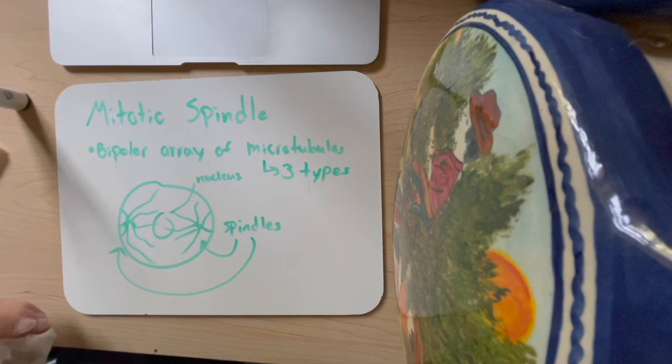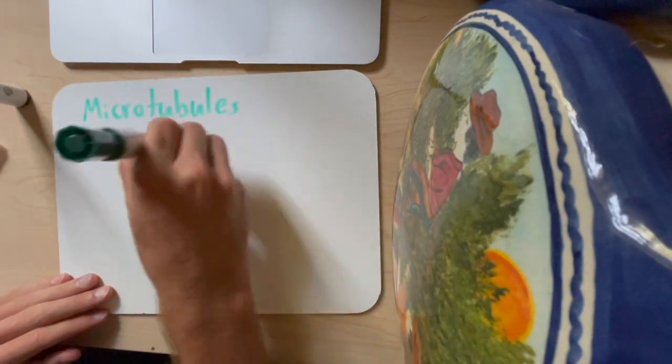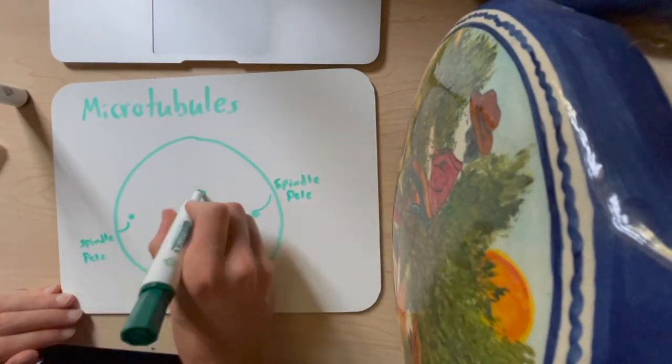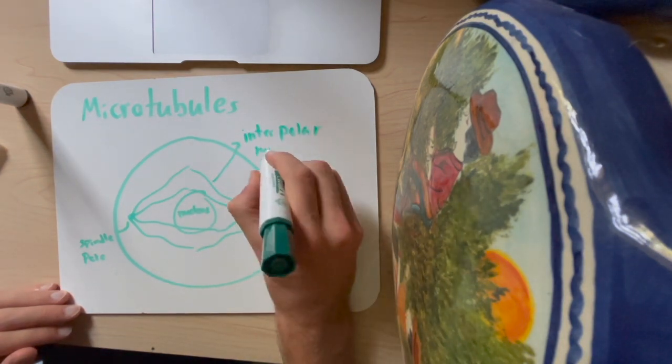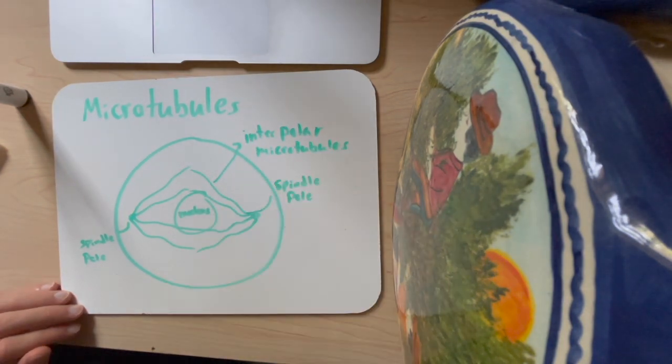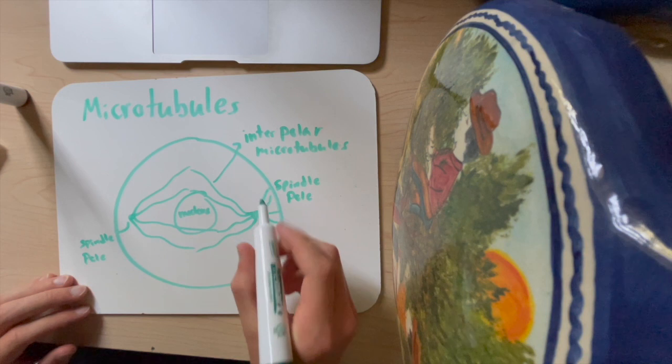Before talking about the stages of mitosis, we should mention the mitotic spindle. The mitotic spindle is a bipolar array of microtubules that eukaryotic cells use to separate chromosomes. There are 3 types of microtubules present in mitotic spindles. The first are interpolar microtubules, which have positively charged ends that interact with the positively charged ends from the opposite spindle pole.